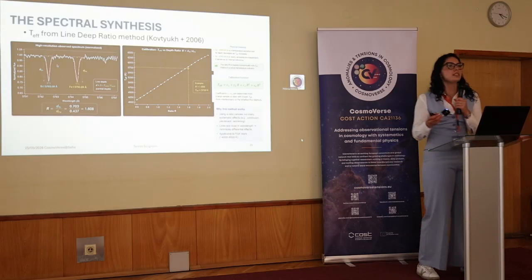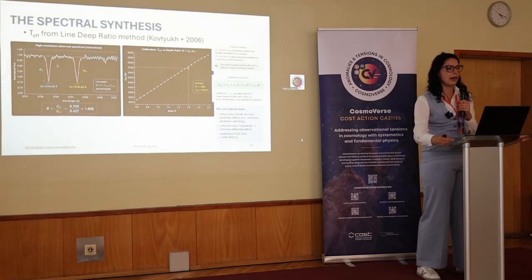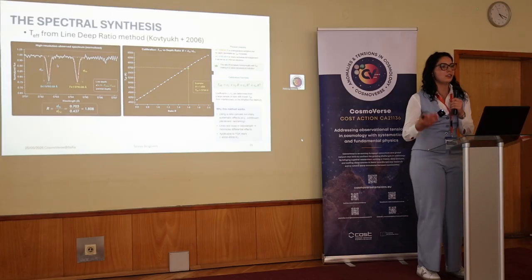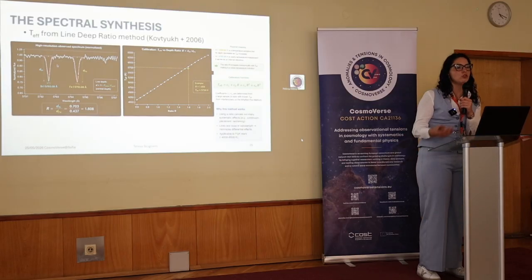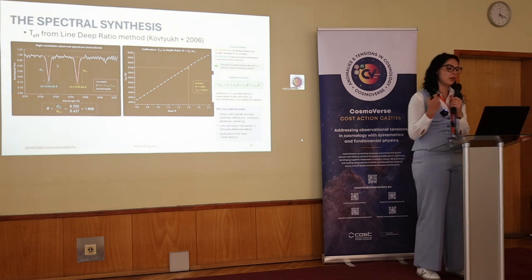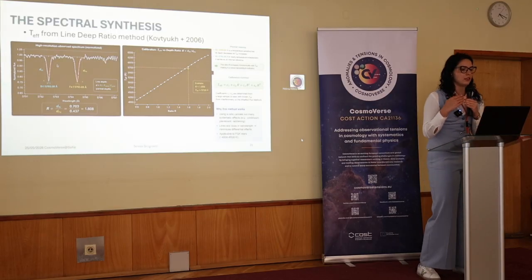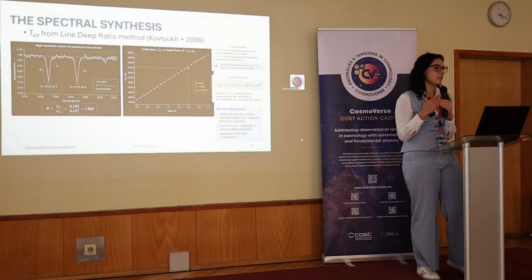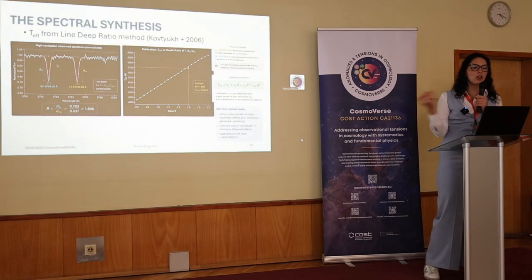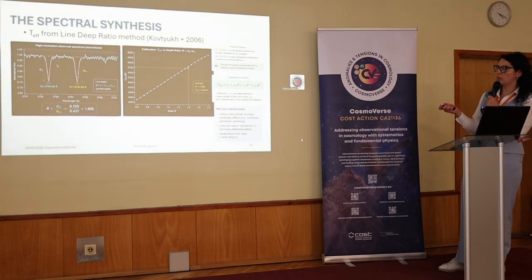What is this? As we have seen before, thanks to atomic physics, we know that there are some lines that depend more on the temperature and on the potential to be formed, and some lines that depend less on those parameters. So if we take the ratio of these two lines, in principle we have something that depends on the temperature and can give us an estimate of the temperature.